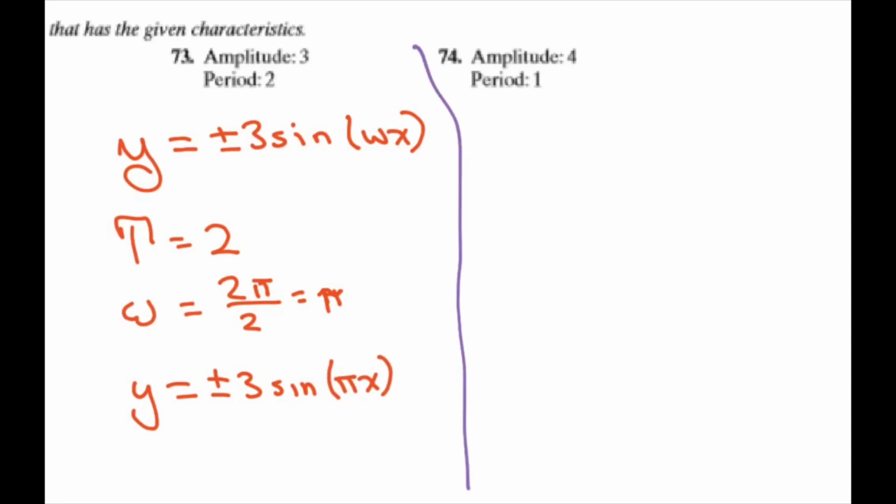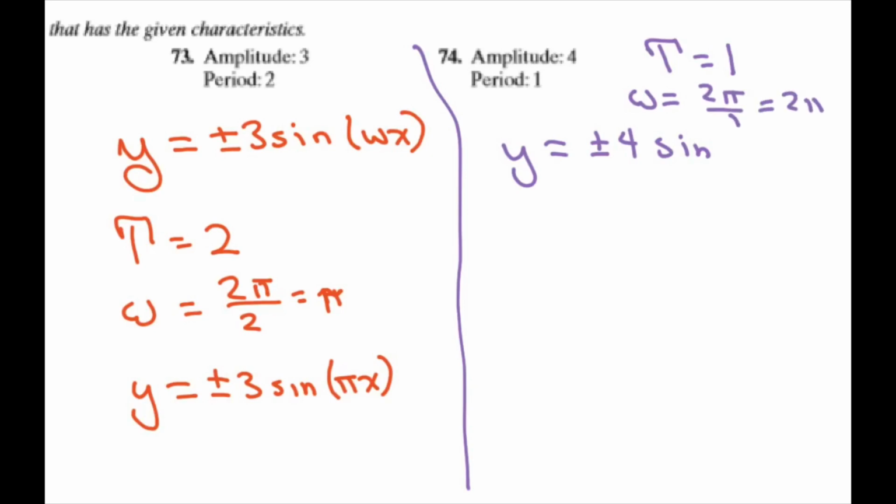And then for this one, we're going to have y equals plus or minus 4 sine. Our period is 1, so our omega is 2 pi over 1, which just equals 2 pi. And that's going to be right here, 2 pi x. And that's how you do it.